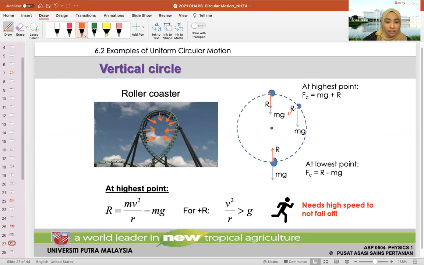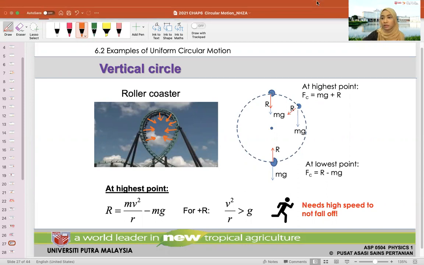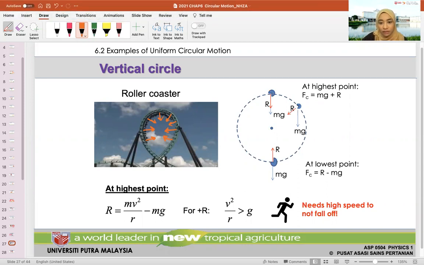So your R keeps on changing. So it's different than the Ferris wheel. So how do we find out what is acting towards the center? Do I still have time? Yes. So what is acting towards the center?